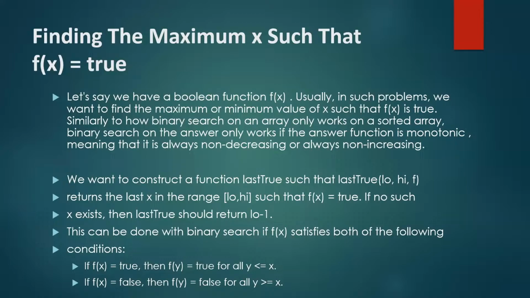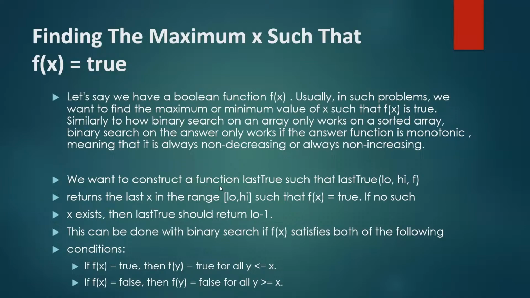Now we want to find what is the maximum or minimum value of x such that f of x is true. So similarly to how binary search works on a sorted array, binary search on answer only works if the answer function, that is f of x, is monotonic. That is, either it is monotonically increasing or monotonically decreasing. So these are the steps.